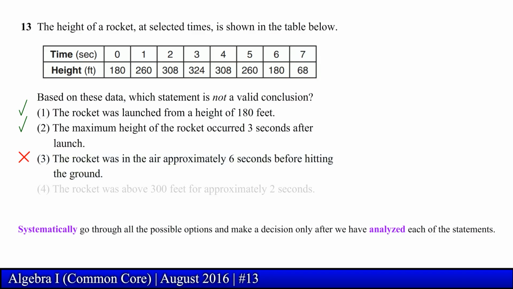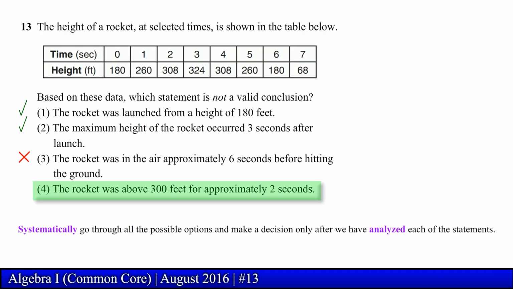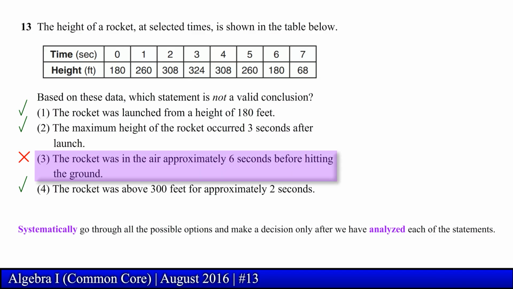Let's take a look at the last statement before we decide to choose our answer. Option 4 reads, the rocket was above 300 feet for approximately 2 seconds. Let's find all the times when the rocket was above 300 feet. Looking at the data, we see that this occurs during the 2nd, 3rd, and 4th second after launch. This interval spans 2 seconds, so this statement is valid. Having analyzed all 4 options, we can conclude that option 3 is not a valid conclusion.